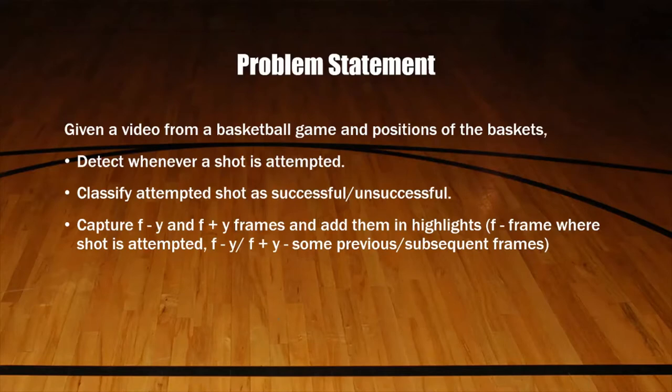So let's say that your shot was successful at frame F. Then you are going to capture the frames F minus Y to frame F plus Y and create a video out of it. This will be known as the highlight. So from F minus Y to F plus Y, we are going to collect the subsequent frames and then add them together to generate the highlight video.